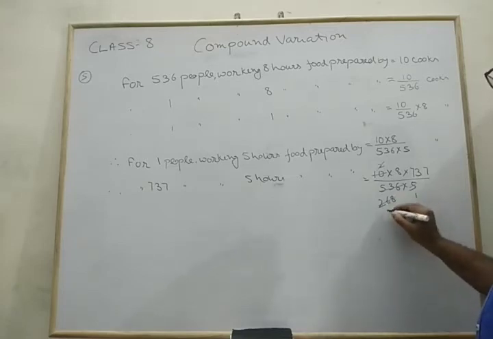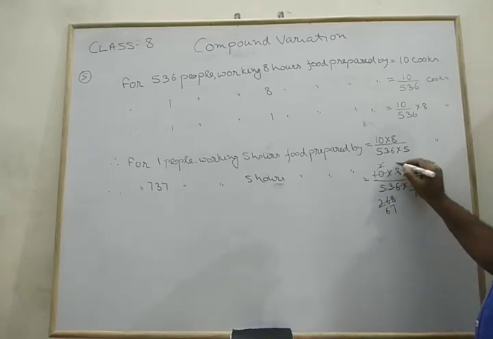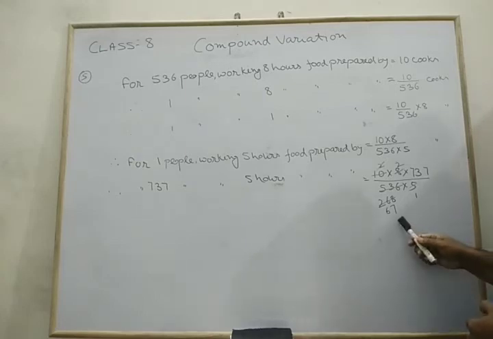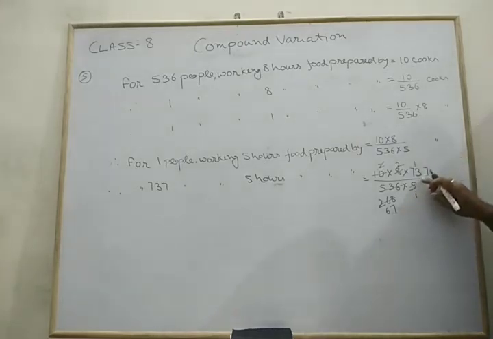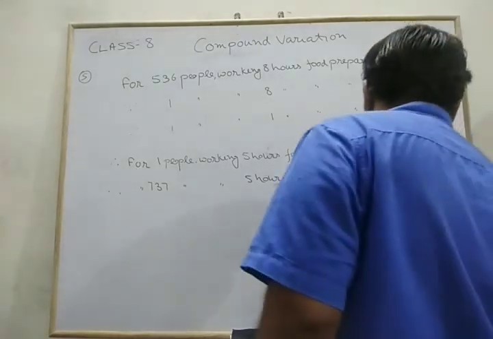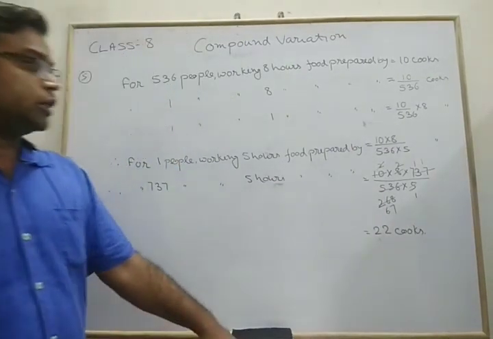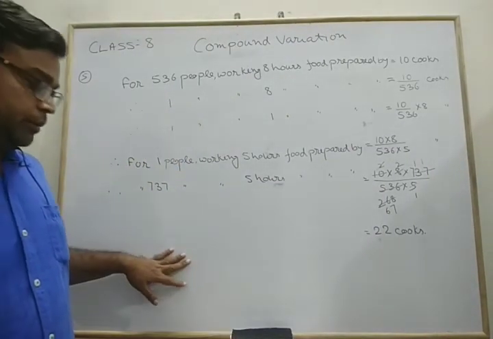4 4 6 are 24, 4 7 are 28, 4 2s are. Now in this case 67. If we divide, 67 1s are, and again what we have, 13 minus 7, 6 1s are. So ultimately we have 22 cooks. This is your answer, that 22 cooks are required. This is your unitary method.